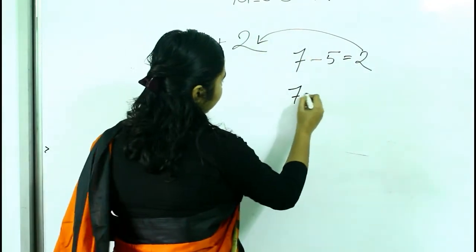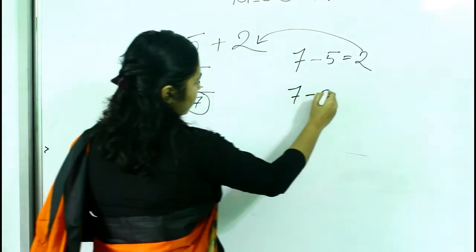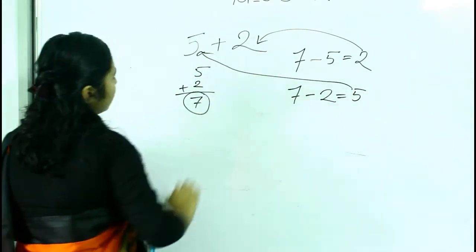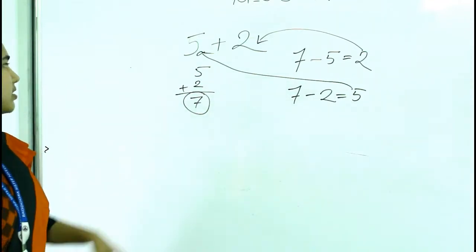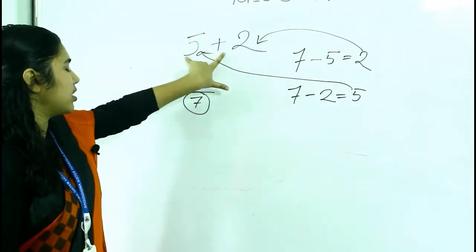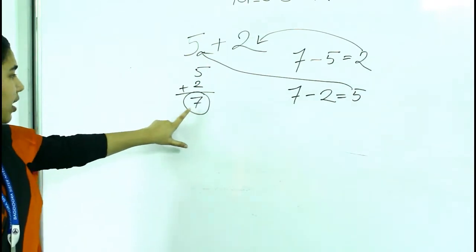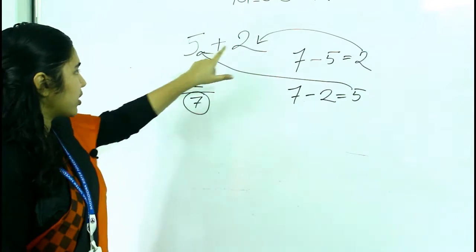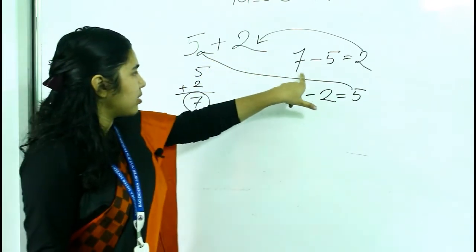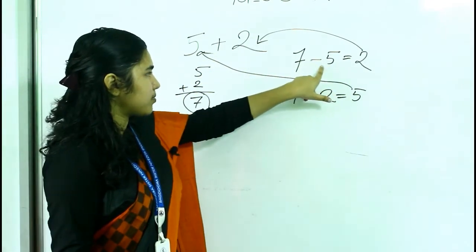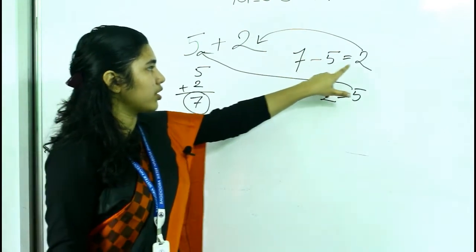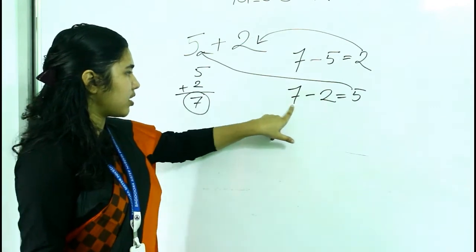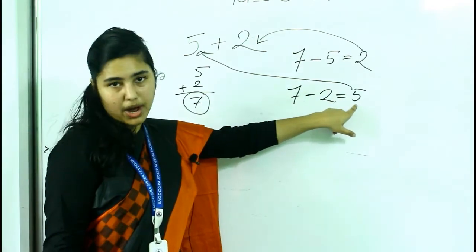Again take 7 and subtract 2 from 7. We will get 5, which is the other number. That means if we add two numbers, we will get the sum. But if we subtract one number from the sum, we will get the other number. Here we have subtracted 5 from 7, we get 2. And here we have subtracted 2 from 7 and we get 5.